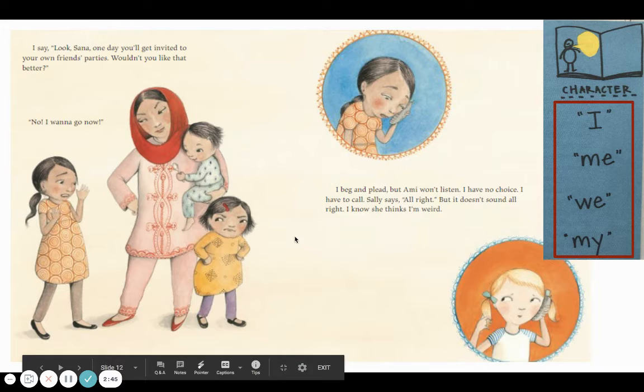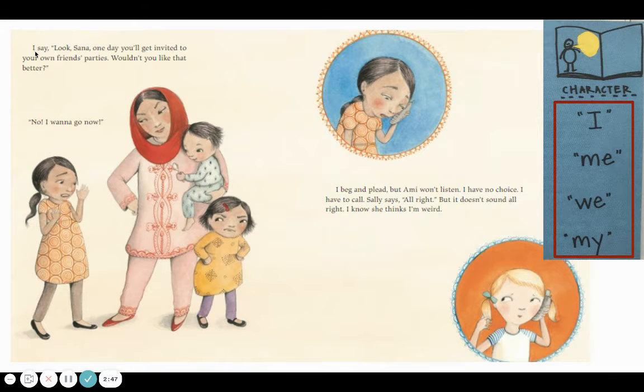So lots of dialogue again. More dialogue here, but look, it says I say. That's who's telling the story.